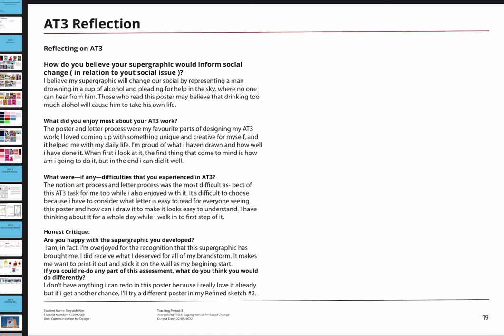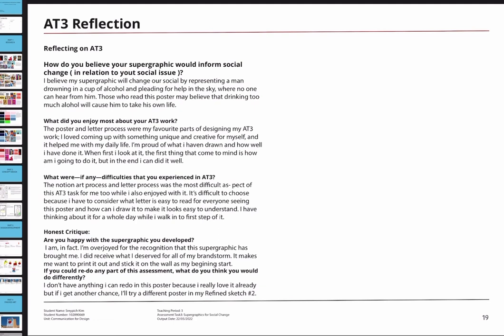When I first looked at it, the first thing that came to mind was how am I going to do it? But in the end, I did it so well. The art process and letter process were the most difficult aspects of this AT3 task for me, while I also enjoyed it. It's difficult to choose because I have to consider what letters are easy to read for everyone seeing this poster on the street, and how I can draw it to make it easy to understand. I was thinking about it for a whole day before I took the first step.